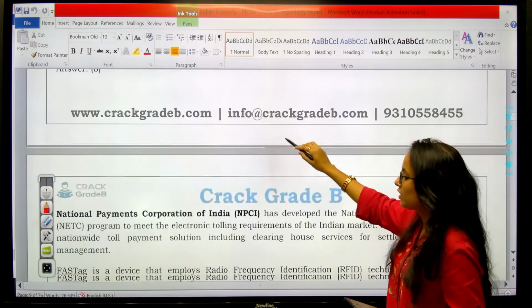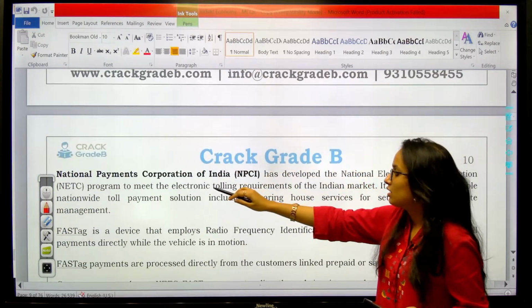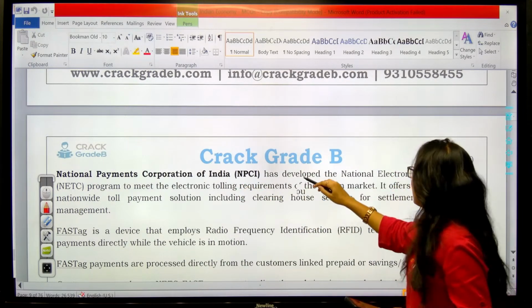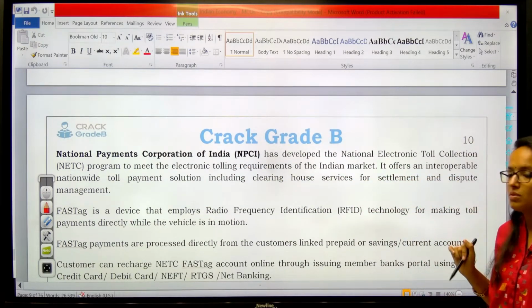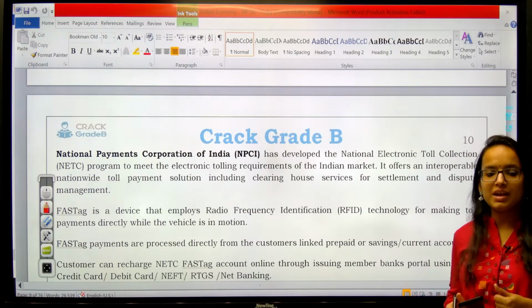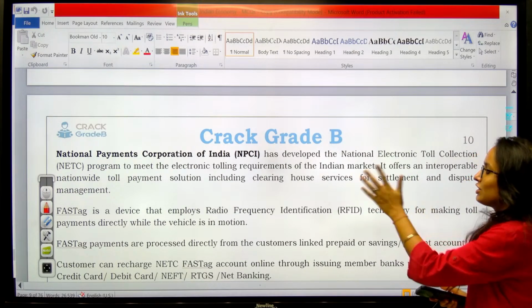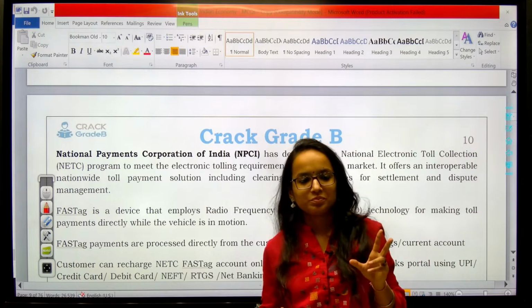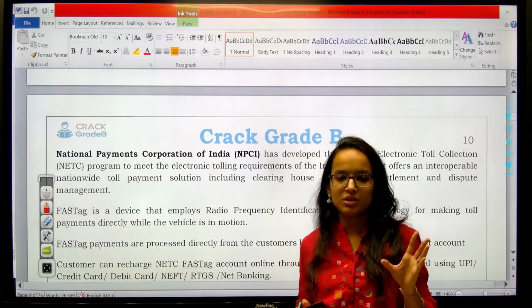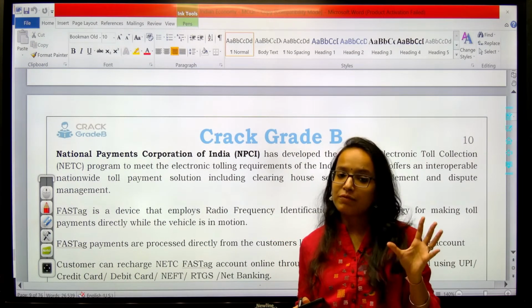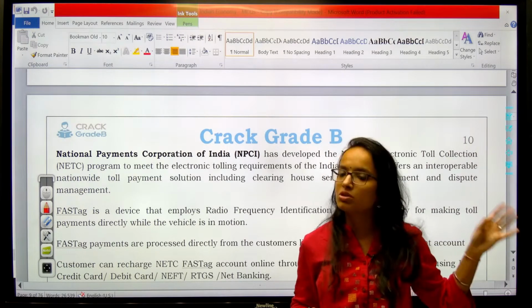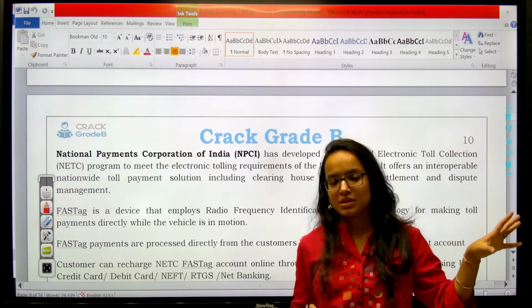Now let's see the explanation. As I told you, National Payments Corporation of India, NPCI, has developed this National Electronic Toll Collection Program. So it is not developed by NHAI, it is developed by the National Payments Corporation of India. Remember, I told you, one more thing. I want to share with all the students. See, you have to do these things. You have to attempt the paper very smartly, otherwise you will be kicked out of the list. Clearly I am saying.